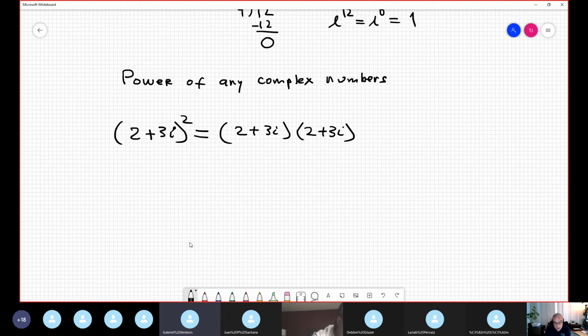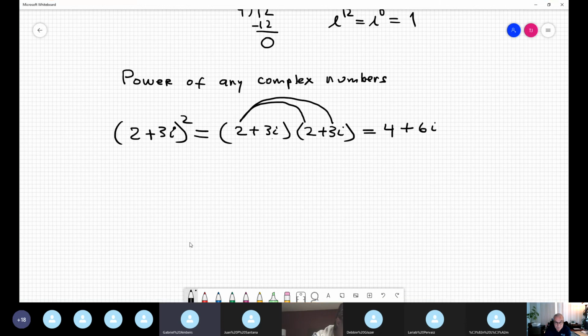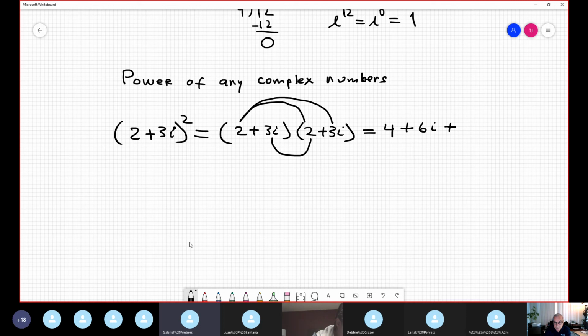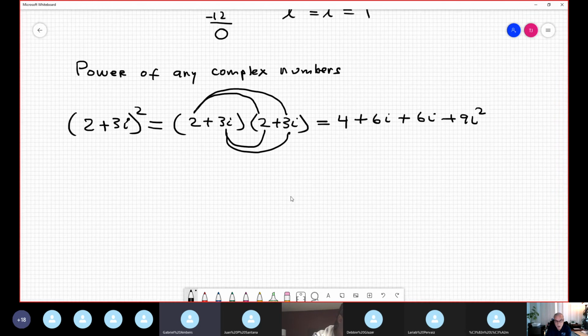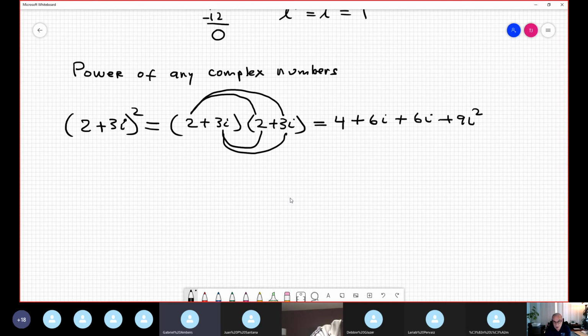You apply the distribution. 2 times 2 is 4. 2 times 3i, 6i. 6i again. And 9i squared. In this case, something completely different happens than with the conjugate. In the conjugate, you see that this cancels out, because the conjugate has completely opposite sign in the imaginary part. But in this case, it's the same because they are twin brothers.